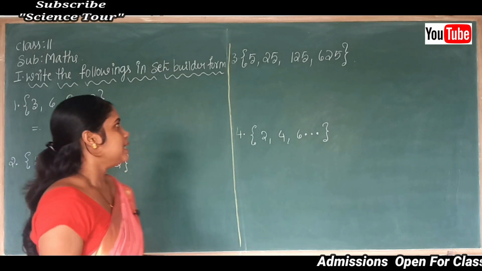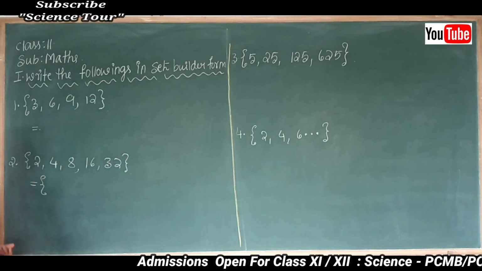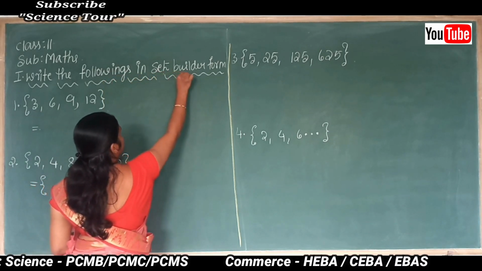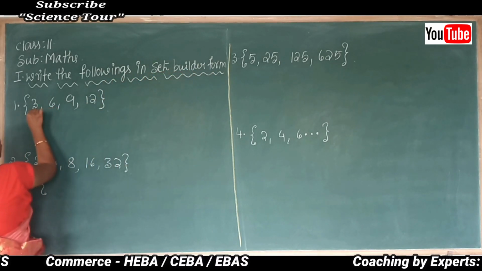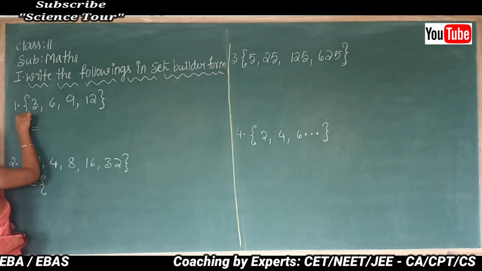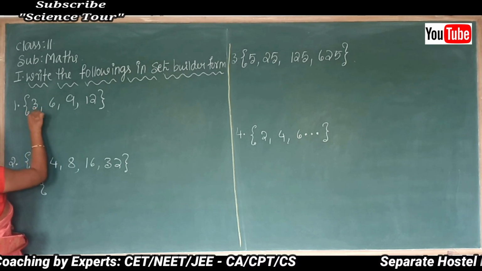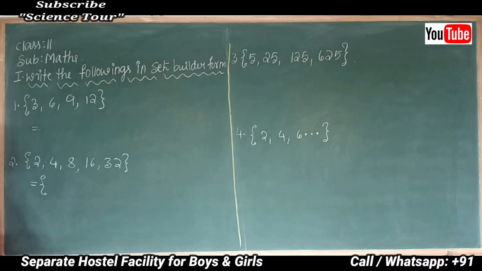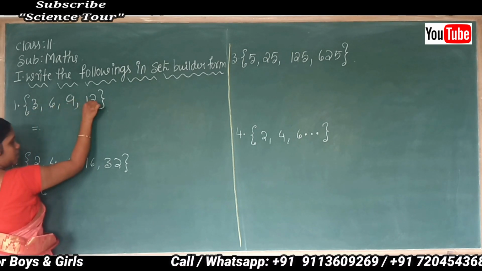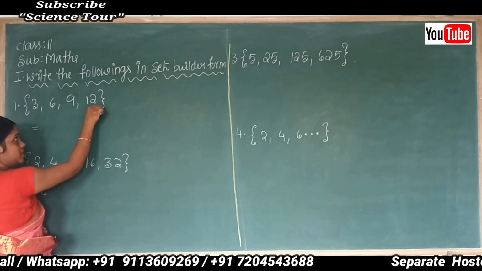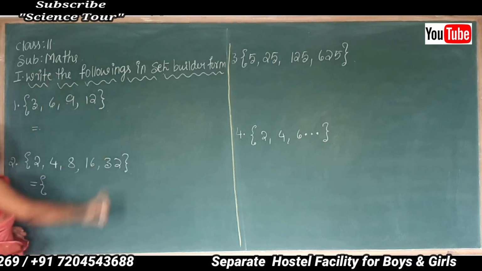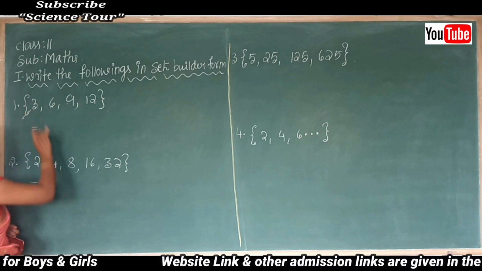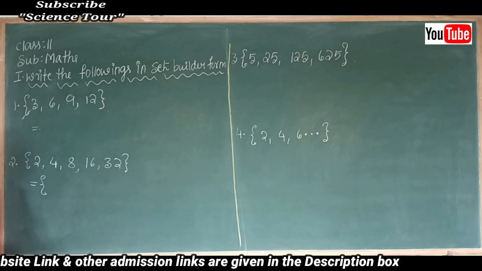So, I'll consider a problem related to set builder form. Write the following in set builder form. In the first one, the set containing 3, 6, 9, 12. Here 4 elements are there. This set contains how many elements? 4 elements. So now, how to write this given set in set builder form?